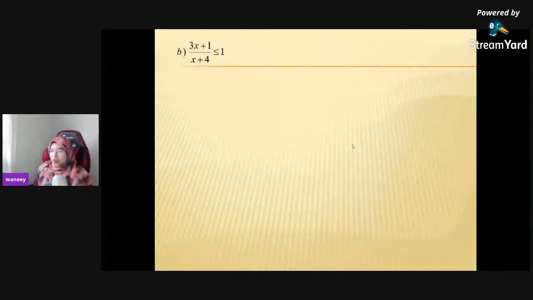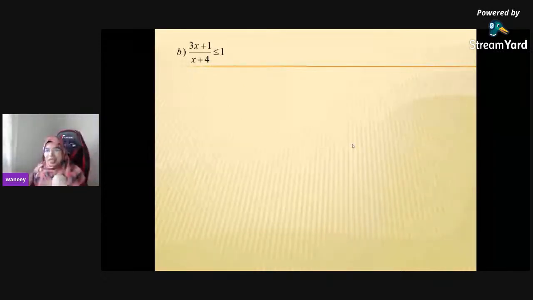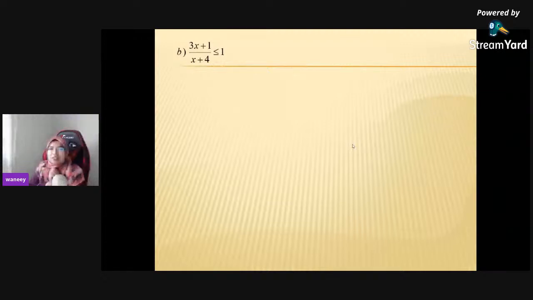Okay, ada masa. Cuba. Ingat hint saya yang pertama, sebelah kanan mesti kosong dulu. Ada nombor, tolak dulu sebelah kiri, tolak sebelah kanan, pastikan kanan tu kosong.